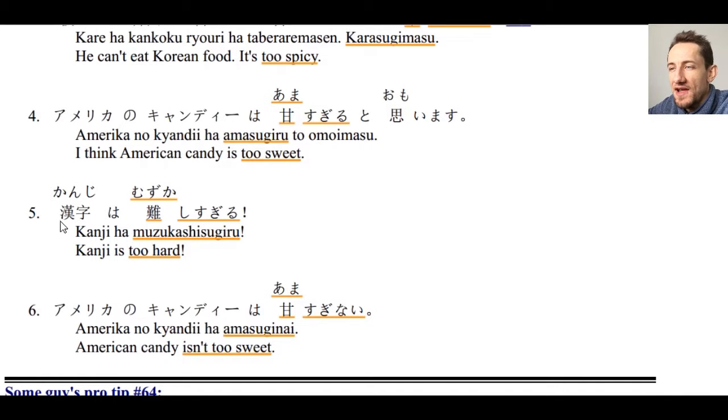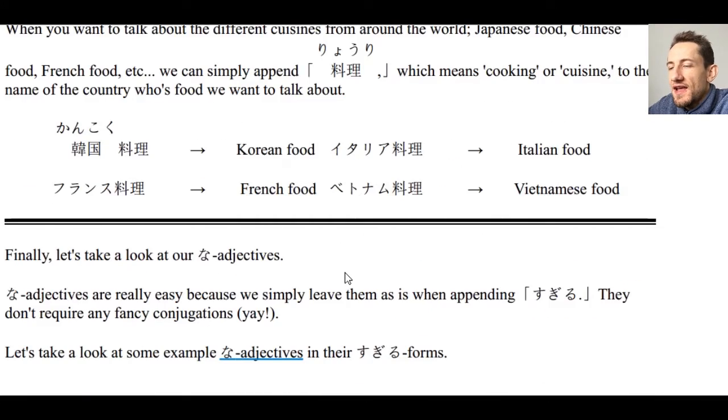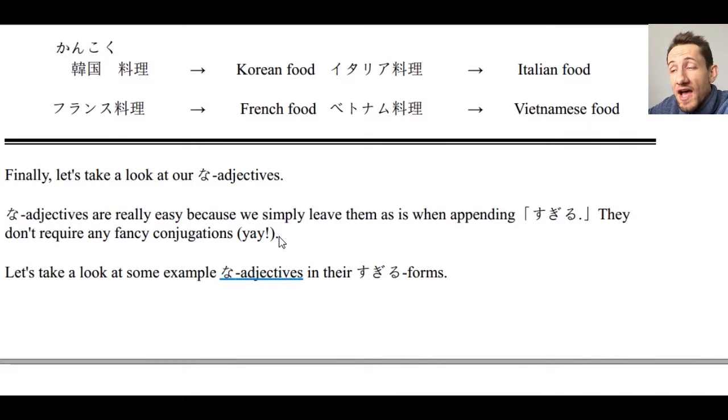But anyway, number 5. 漢字は難しすぎる。Too hard. So a lot of people think this, but it's not true. Kanji is very easy. Just take practice. And number 6. アメリカのキャンディーは甘すぎない. So here we have the nai form, right? 甘すぎない. So 甘すぎる, too sweet. 甘すぎない isn't too sweet. So maybe someone says, アメリカのキャンディーは甘すぎるよ. Yeah, 甘すぎないよ. Not too sweet. It's perfect. And now we're going to finish up looking at our na-adjectives.